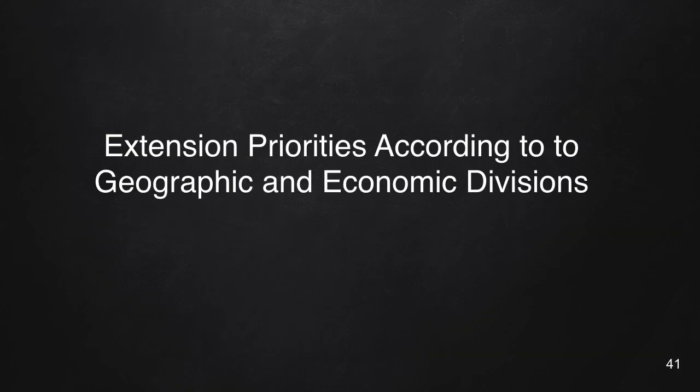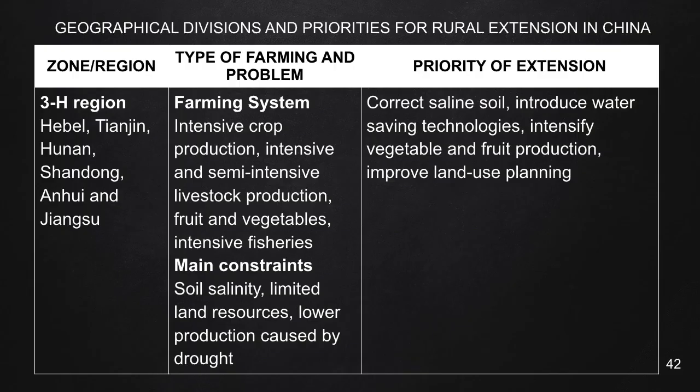According to geographical characteristics, the whole country of China can be divided into 7 regions for agricultural resource planning. Here are the geographical divisions and priorities for rural extension in China. In the 3H region, this includes Hebei, Tianjin, Hunan, Shandong, Anhui, and Jiangsu. The type of farming system is intensive crop production, intensive and semi-intensive livestock production, fruit and vegetables, and intensive fisheries.